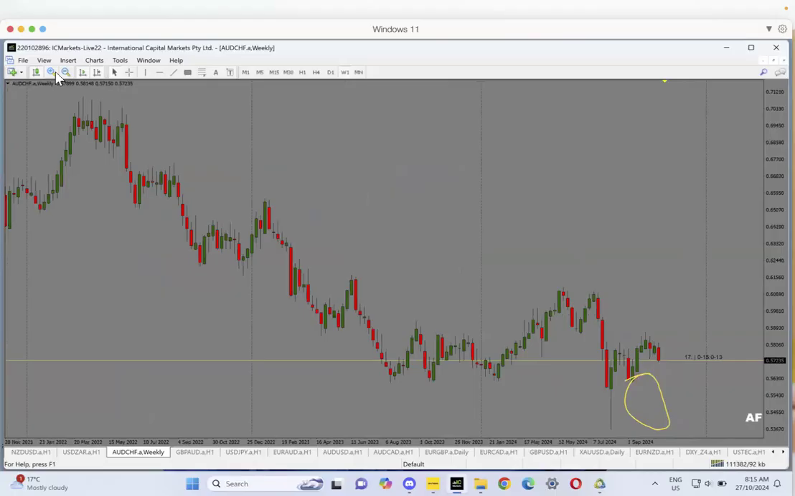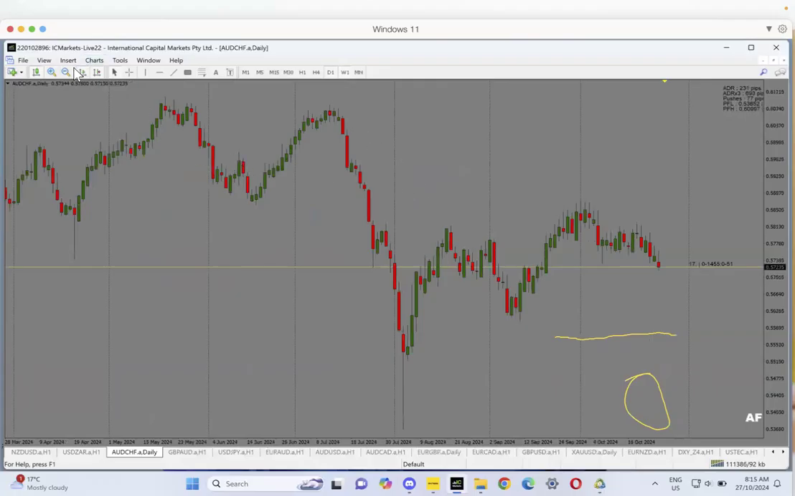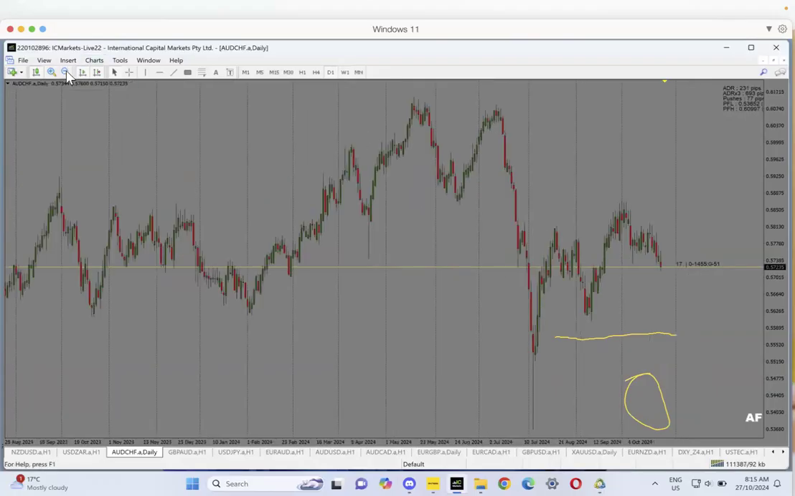So when I was checking this pair, sir, I discovered the pair has come to the neckline here. It dropped and went back to the neckline. That is my first observation. Then D1, sir, the same thing happened.